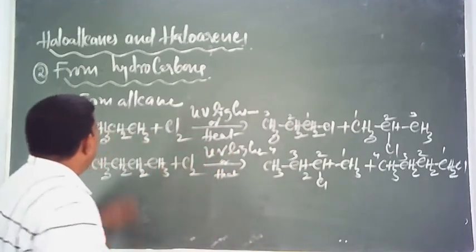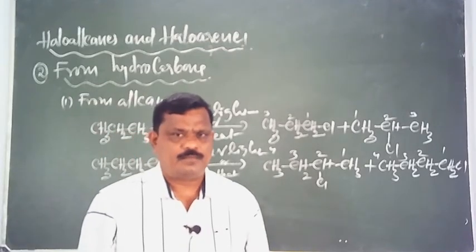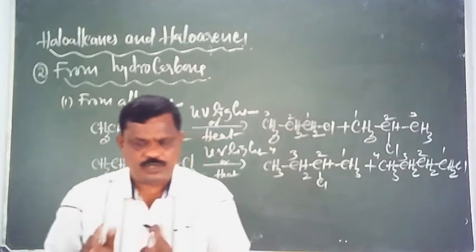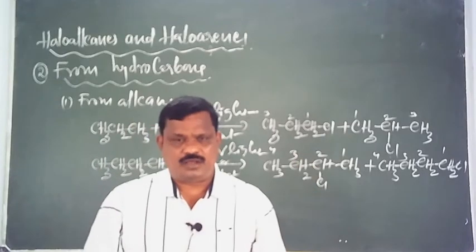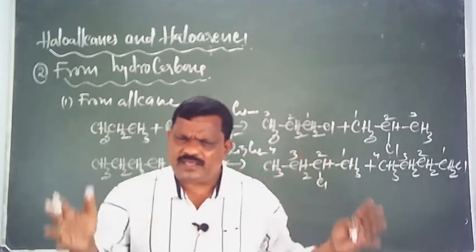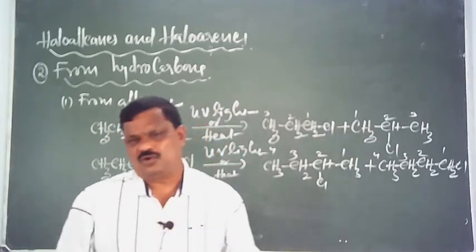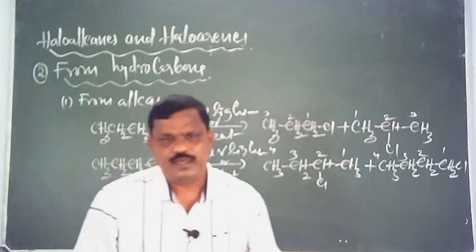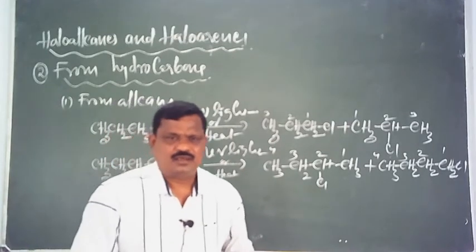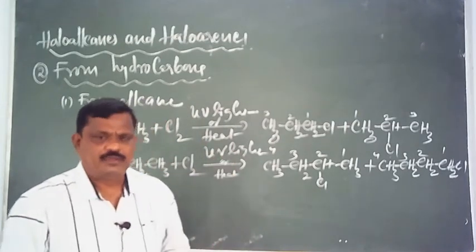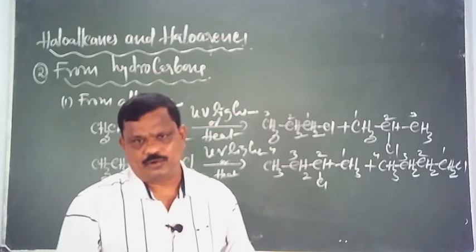But in this method, free radical chlorination gives mono-substituted, di-substituted and poly-substituted compounds. That means we get a complex mixture of mono, di and poly halo compounds. It's very difficult to separate these into pure compounds. Hence, this method is not usually used to prepare halo compounds in the laboratory.